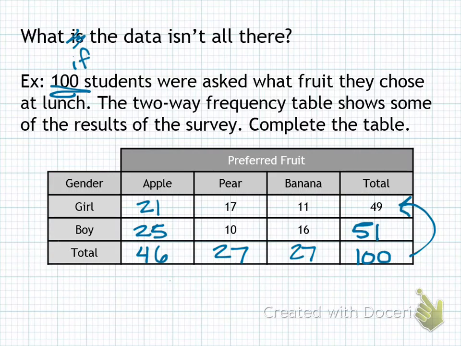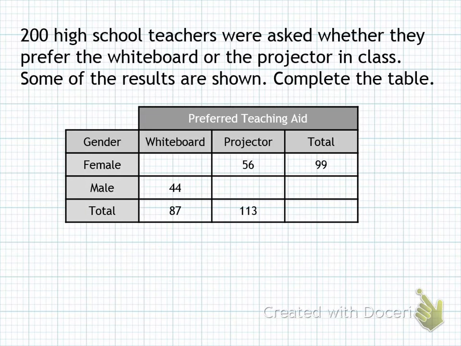So moving on here, a couple other examples like this. This one, there's 200 teachers that are asked if they prefer the whiteboard or the projector. So we would complete this. We could start by finding this 43. We could either subtract 56 from 99 or subtract 44 from 87, right? Because this is a sum and this is a sum. So it has to be included in those. So we get 43 either way.